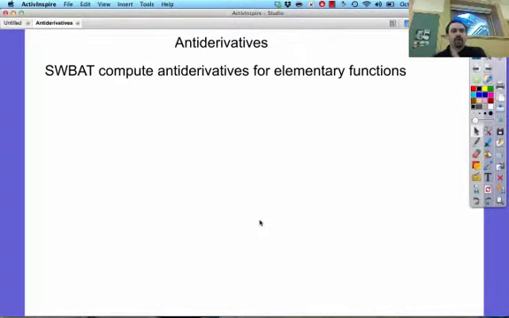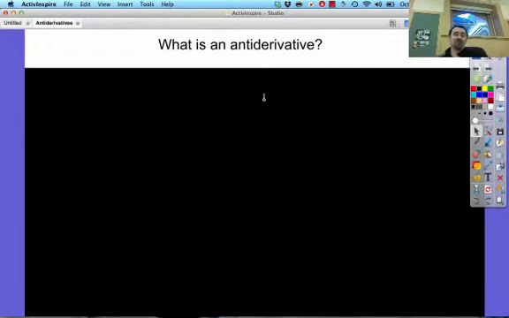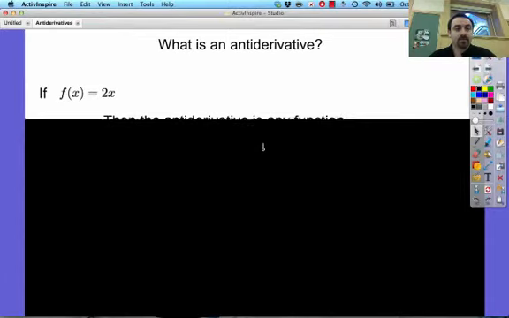Okay, here we go. We're going to talk about antiderivatives today. And one simple objective, and that's to be able to compute antiderivatives for elementary functions. Okay, so here we go. First, let's start off with what is an antiderivative.